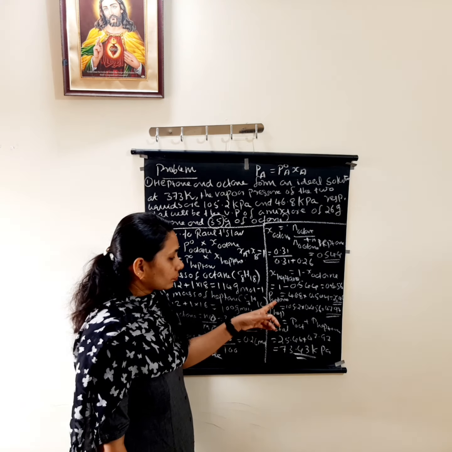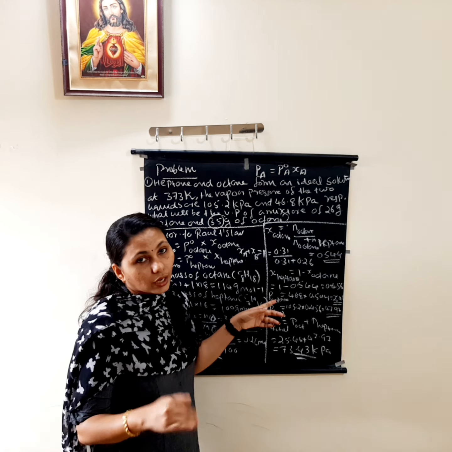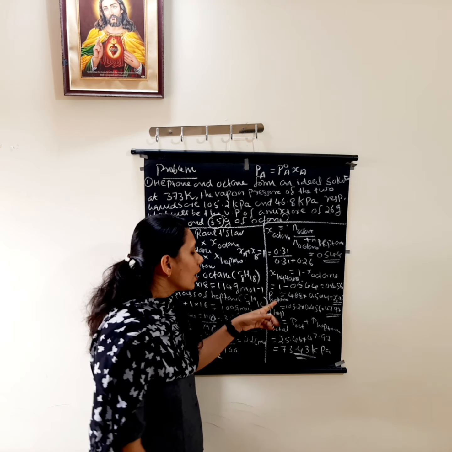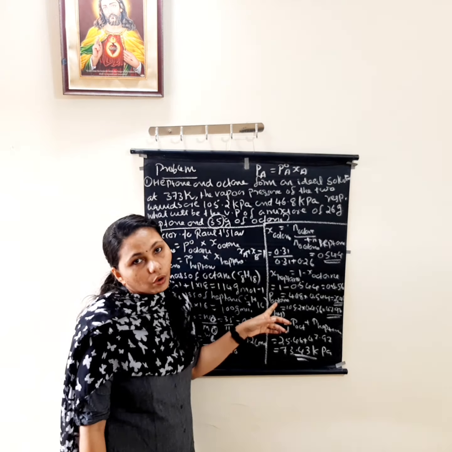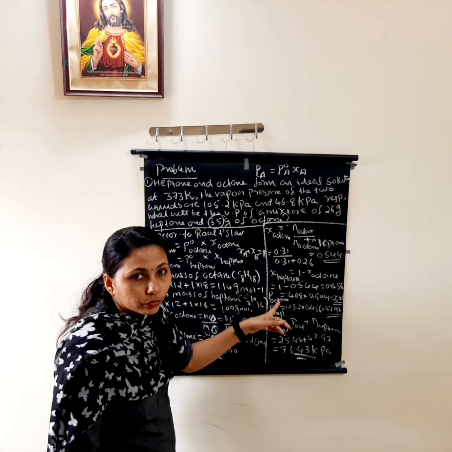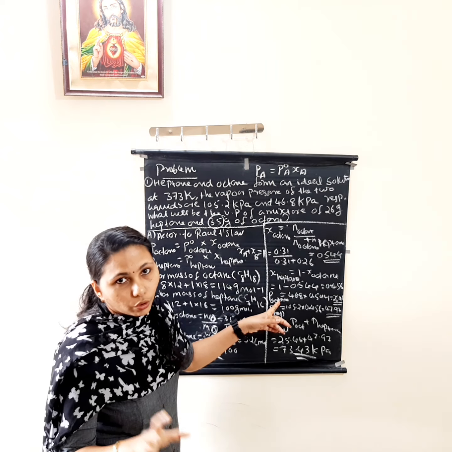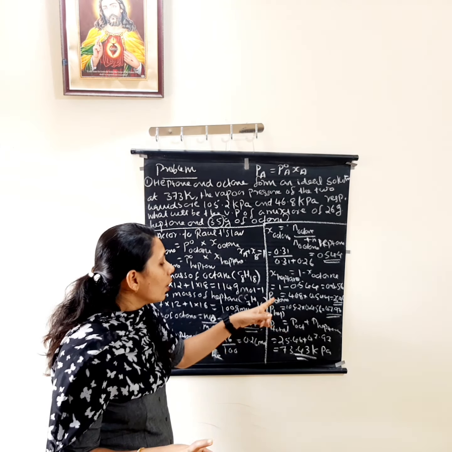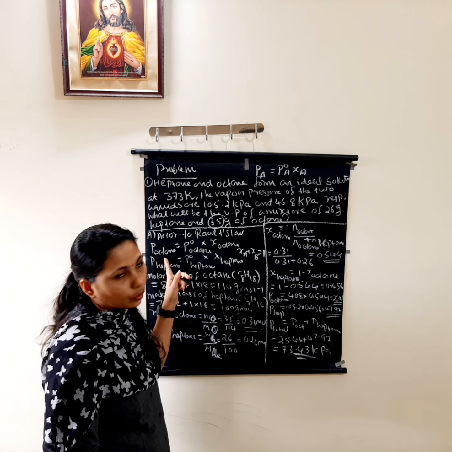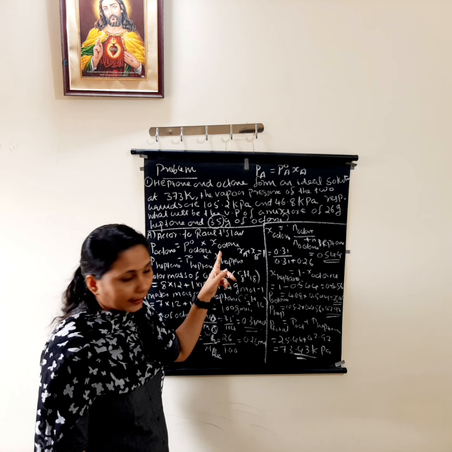So what is the question? We have to calculate the total pressure of these two liquids when mixing them. So the total pressure is the partial pressure of octane plus the partial pressure of heptane. According to Raoult's law, partial pressure of octane equal to P0 octane into X octane.